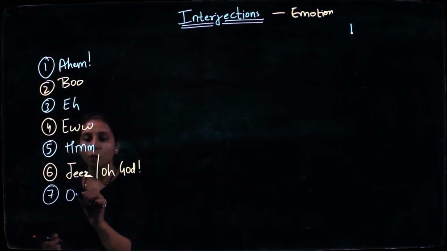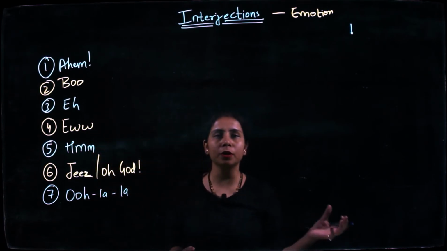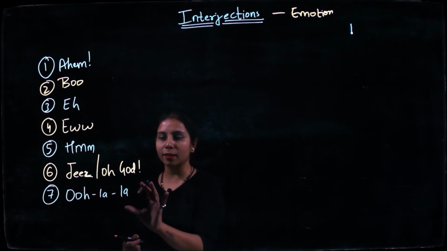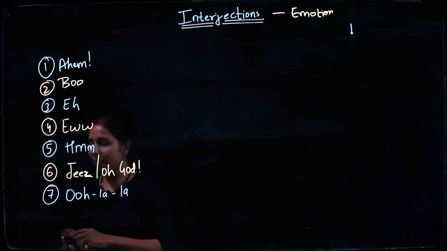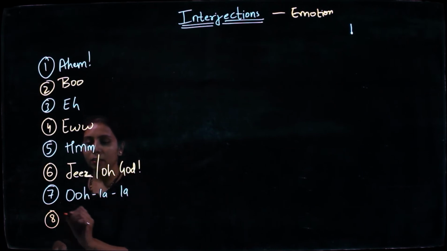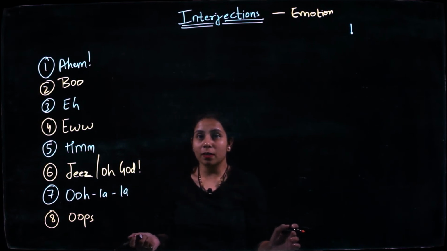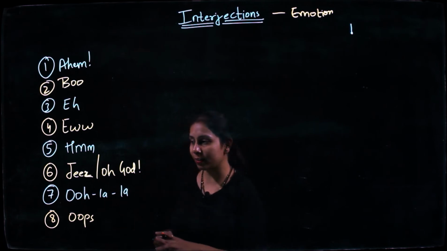Then there is ooh la la. When you like something, generally girls use it, but it is not a gender-wise emotion. Anybody can use it. So when you like it, you say ooh la la. All right. So next comes the eighth one, that is oops. When you did something wrong or it was not supposed to happen very nicely. So oops, we use it this way.